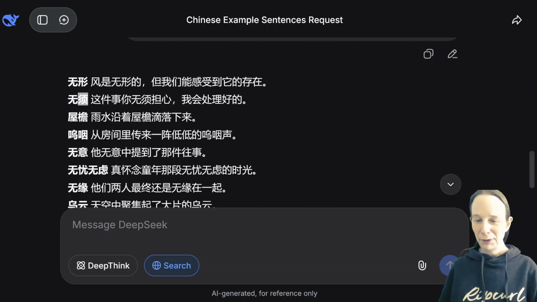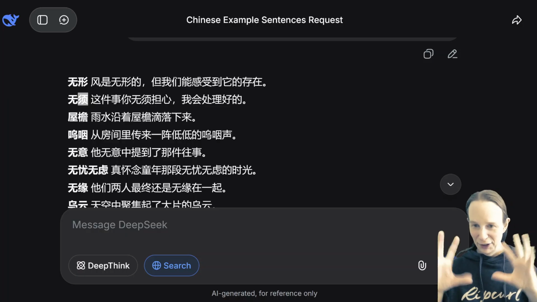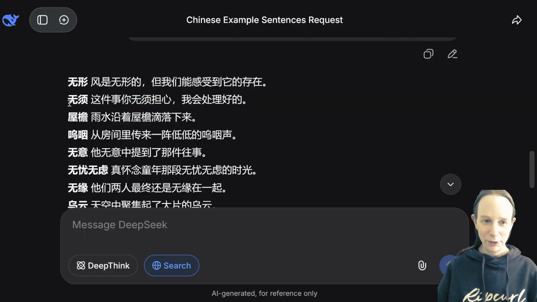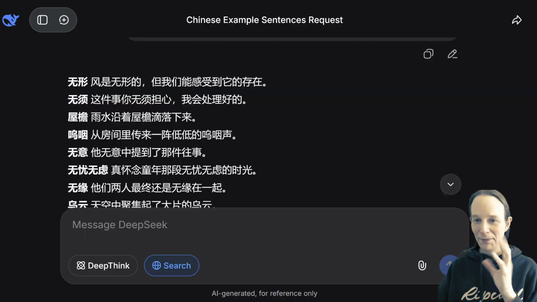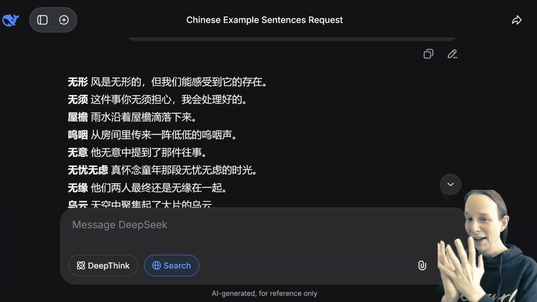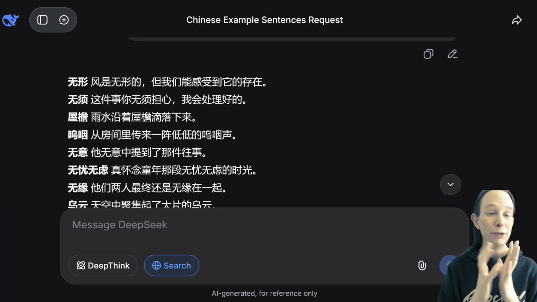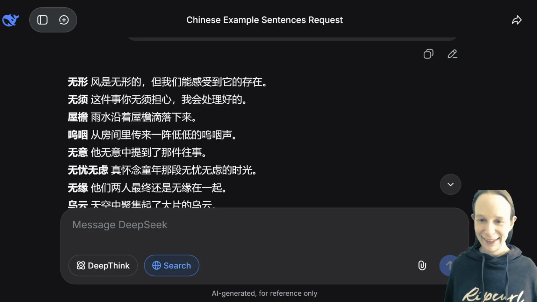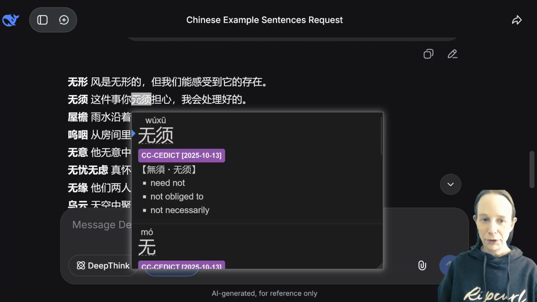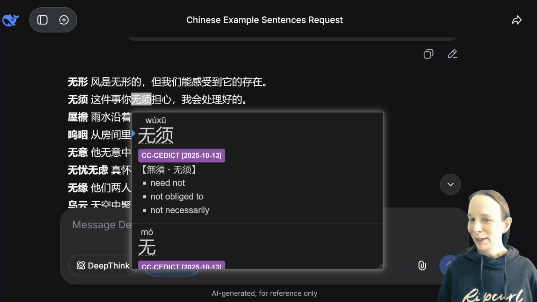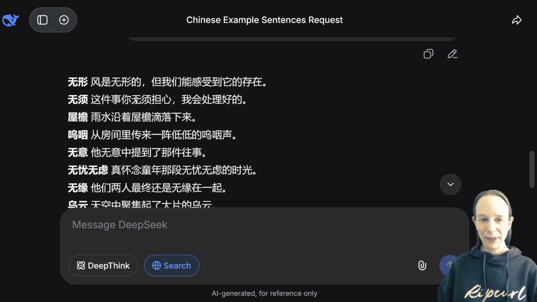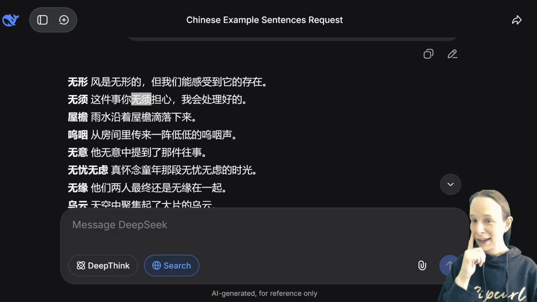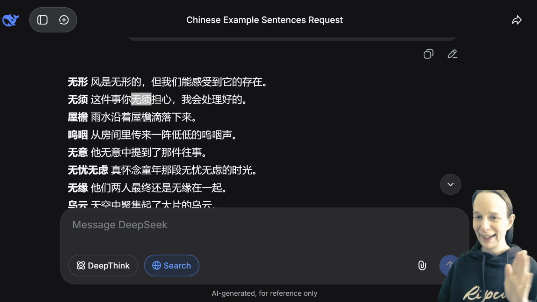Alright, next is 无需. So 需 would be 必须, something in this ballpark. You must do this. So with 无需 you're sort of negating a must, which means you don't have to do it, right? 这件事你无需担心，我会处理好的。Okay, 无需, need not. You need not worry. It doesn't imply you must not. It doesn't imply the opposite extreme.